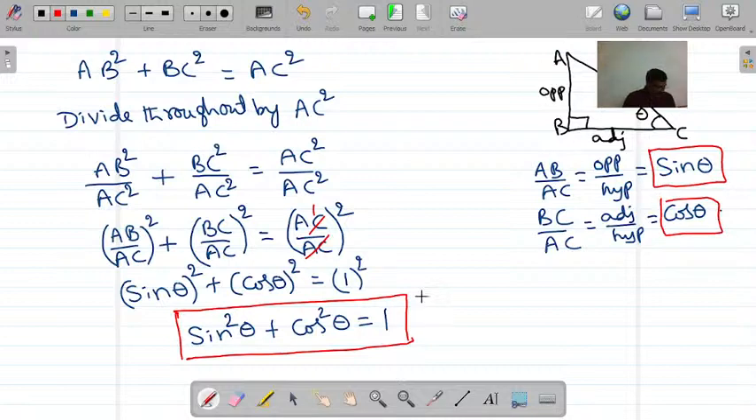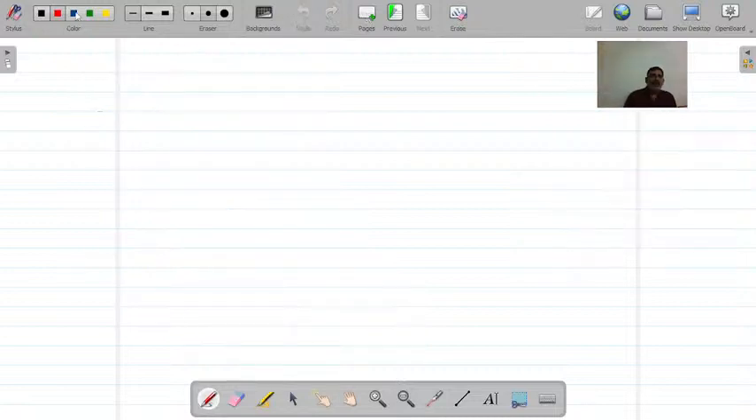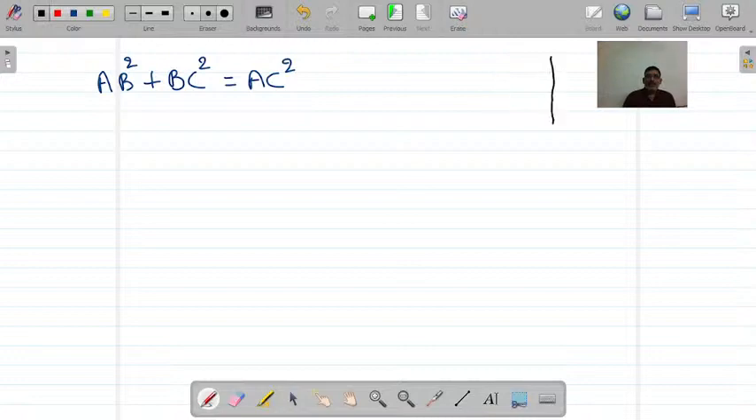Okay. Yes, fantastic. Now let us try to understand the second trigonometric identity. You see, the interesting thing in all these things is I am taking the same result again and again. AB square plus BC square is equal to AC square. Now here, what is the triangle we took? We considered a right angle triangle.